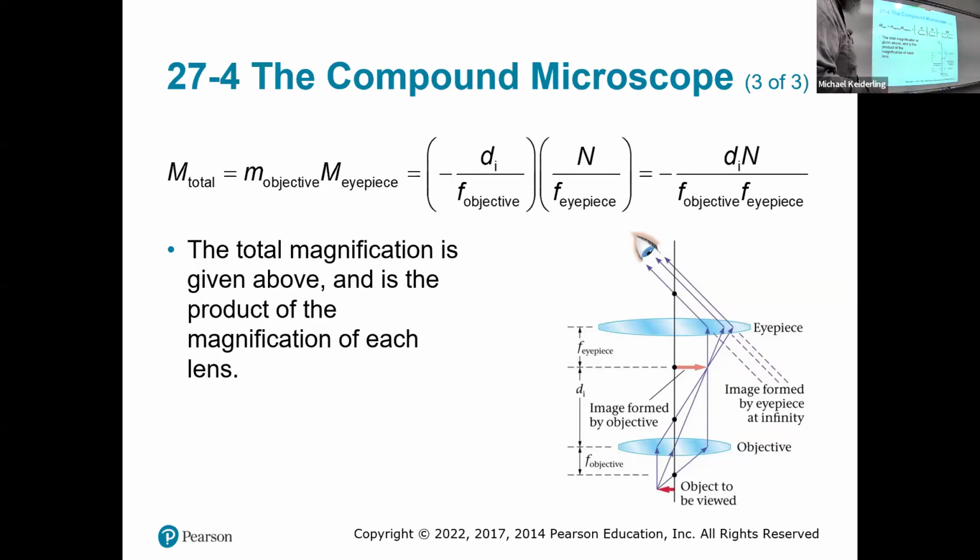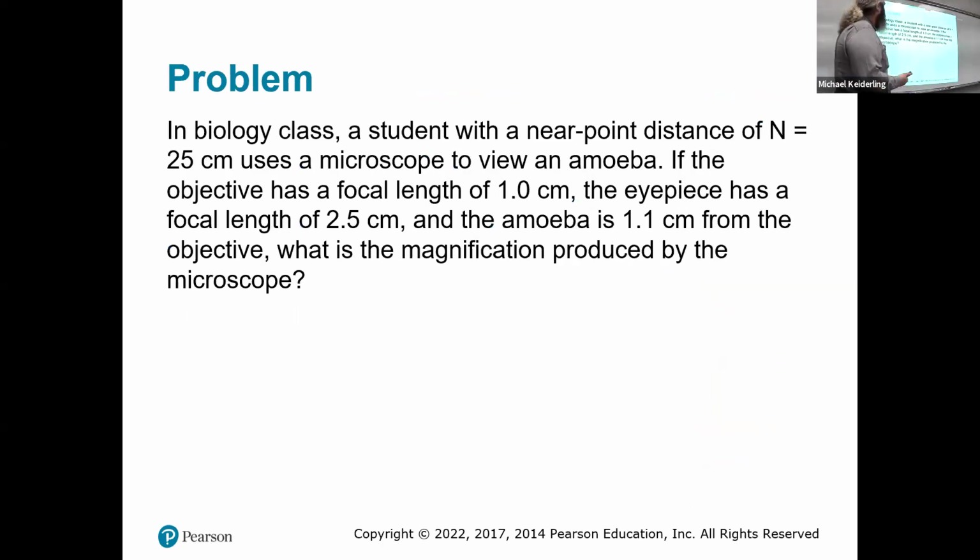And you find di by using the lens formula. So here, for example, in a biology class, a student with a near point distance n of 25 centimeters uses a microscope to view an amoeba. If the objective has a focal length of 1 centimeter, the eyepiece has a focal length of 2.5 centimeters, and the amoeba is 1.1 centimeters from the objective, what is the magnification produced by the microscope?